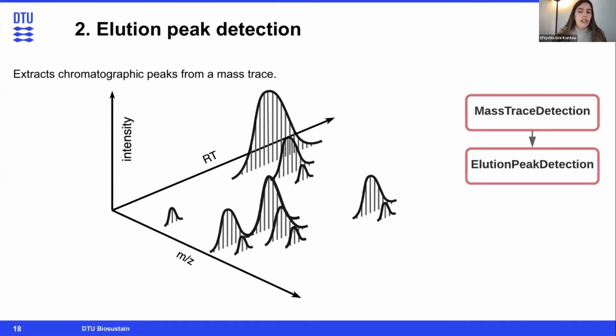Then right after, we have elution peak detection, which is what we call deconvolution. Each mass trace may consist of co-eluting or even overlapping eluting peaks that could be isomeric compounds with the exact same mass-to-charge, but a little bit different retention time behavior. So elution peak detection will detect local minima and maxima and separate those into two different peaks.